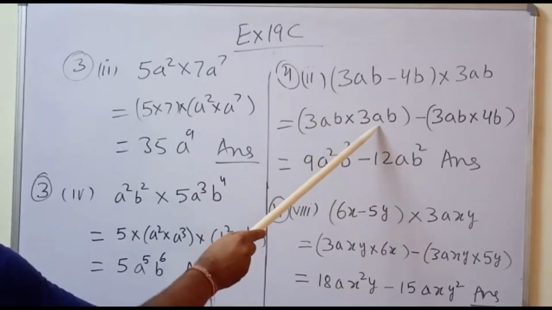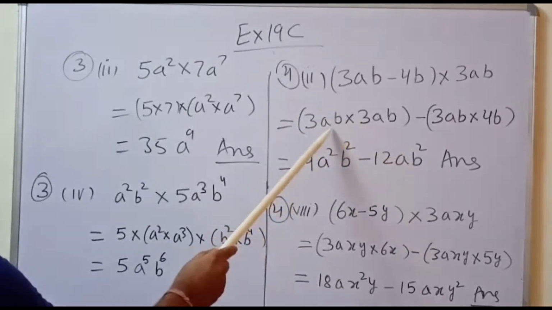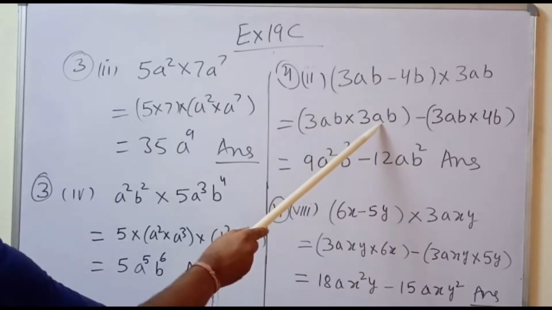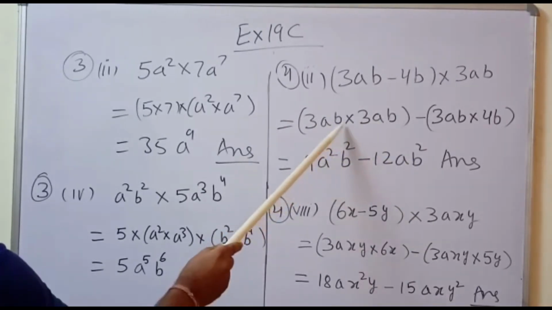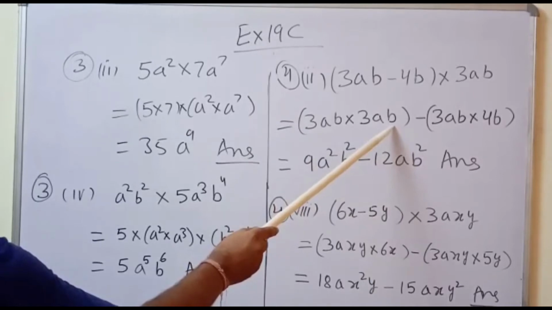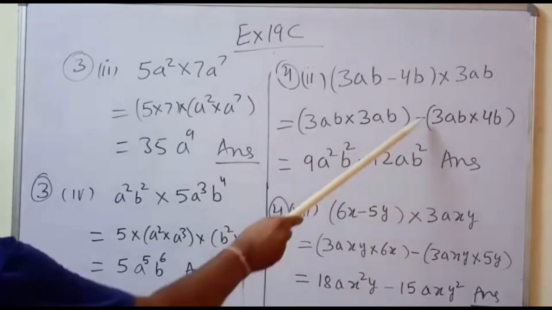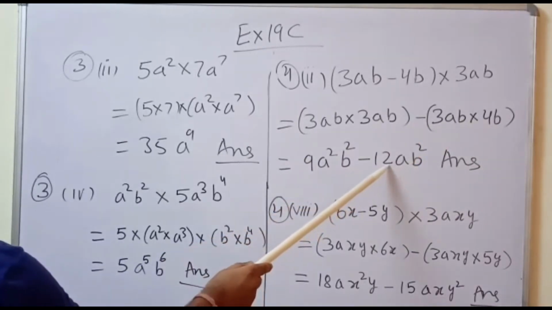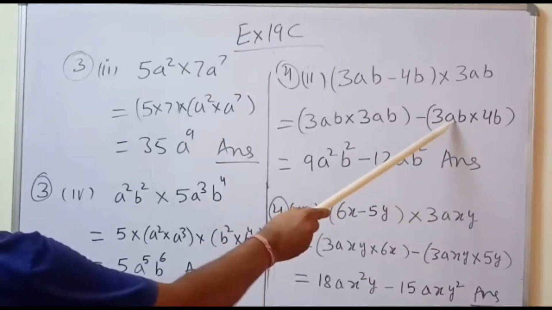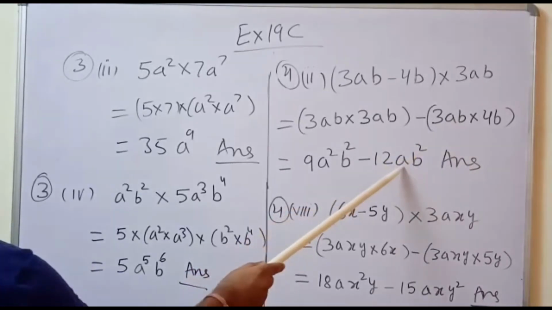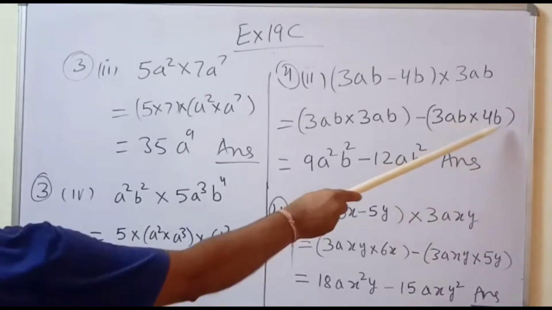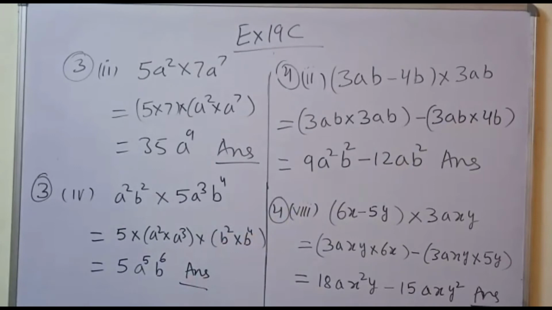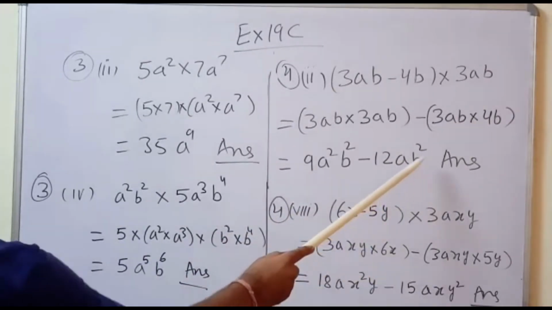A and a, the same variable, multiply together. Both are having the power 1, so we will give the a square. B and b both are having the power 1, we will give the b square. Minus sign, 3 fours are 12, constant terms multiply together. And a we are having only one time, so we are writing 1a, and b 2 times, both are having the power 1, so powers will add together, we will give the b square.